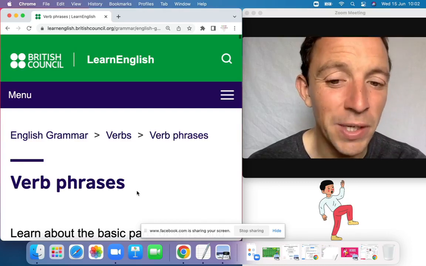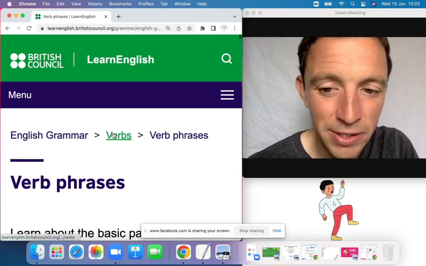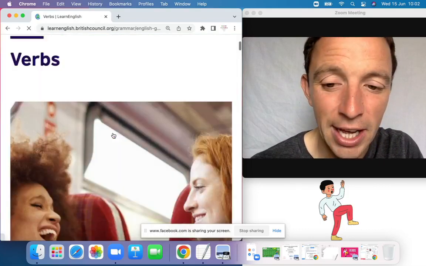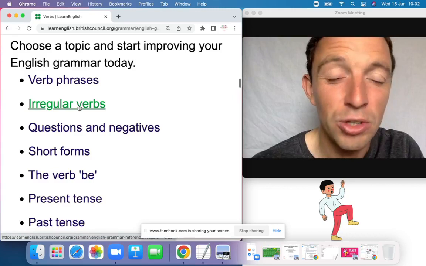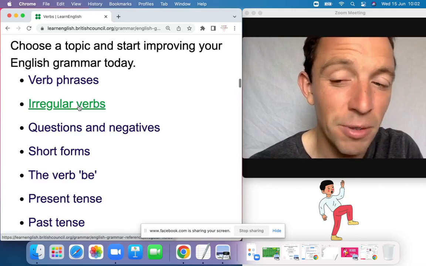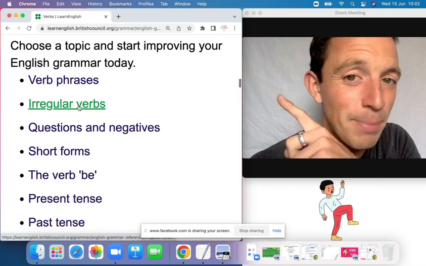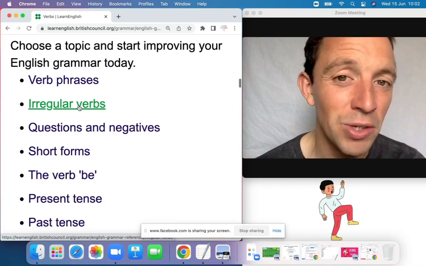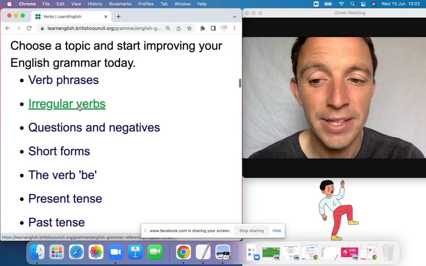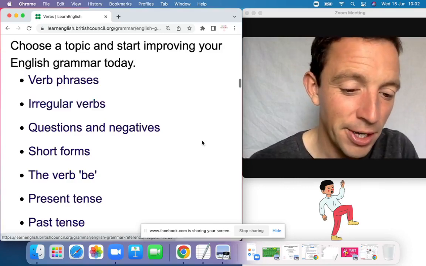Tomorrow we continue with another topic. So tomorrow we continue with another verb topic, and the topic tomorrow is irregular verbs. So if you want to prepare for tomorrow, I suggest you look at this page today and prepare your questions and prepare for tomorrow's lesson if you want. That will be the topic for tomorrow.